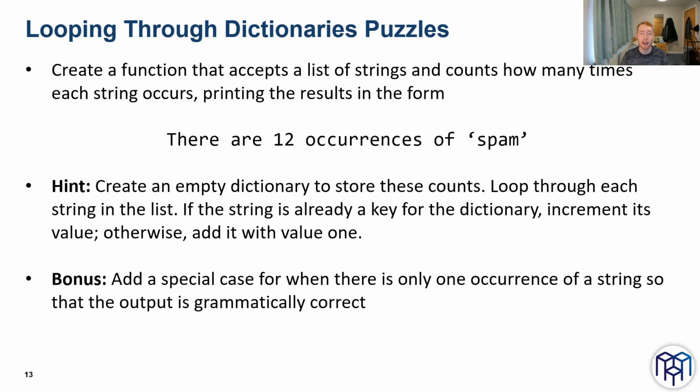Okay, so hopefully you've had a good try at that. Again, if you didn't quite get it, not a problem. We're going to look at the solution now. So we're creating a function, like we did in the last session, that takes in a list of strings and counts how many times each string occurs in that list, and prints it out like this. So there are 12 occurrences of, say, the word spam. There's a few hints here, but let's walk through it bit by bit.